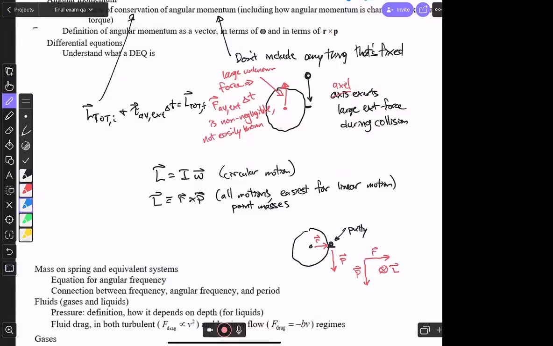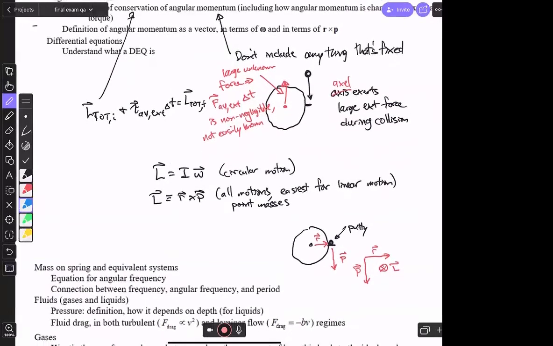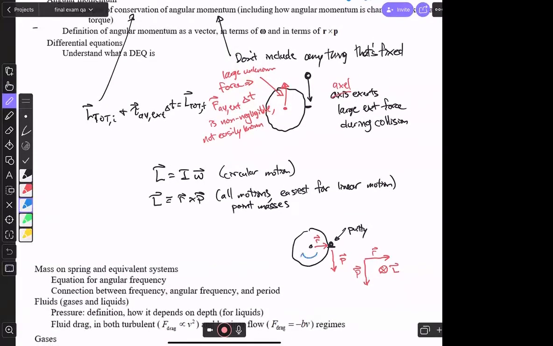If I instead want to think about the angular momentum of the whole system, it's going to be rotating like this. So I would use this L equals I omega version. I curl the fingers of my right hand in the direction of rotation. So omega and L both point into the page.